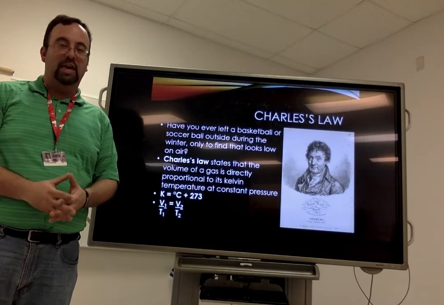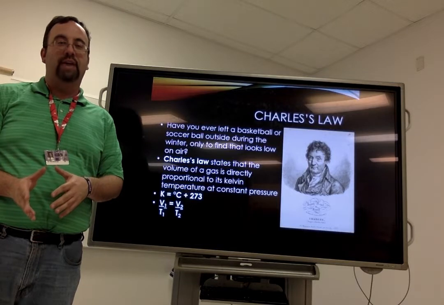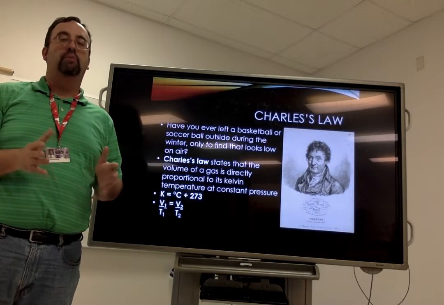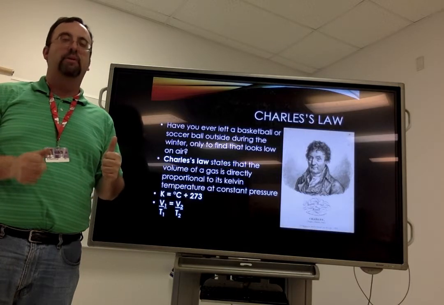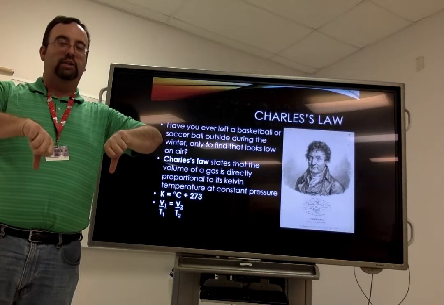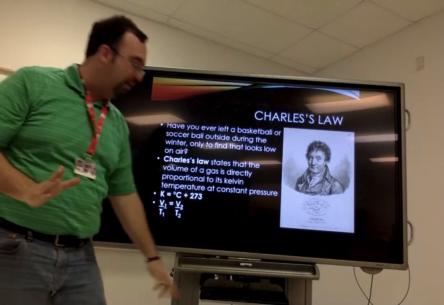Charles's law again compares the volume of a gas to its temperature, and we will see that they are, in fact, directly proportional. So as the volume goes up, the temperature goes up, or if the volume goes down, the temperature has to go down. All right, let's take a look at an example of this type of problem.